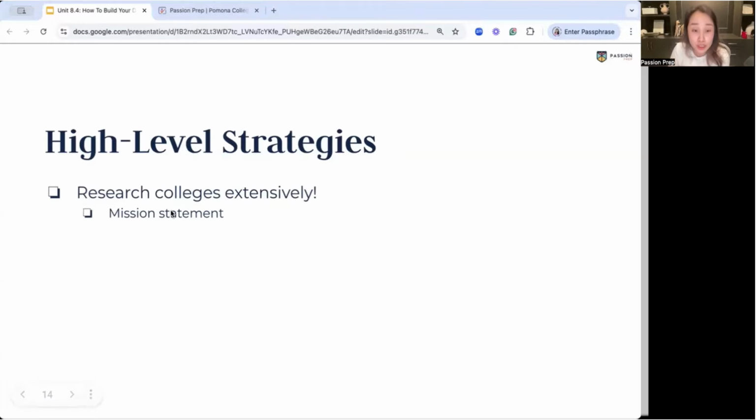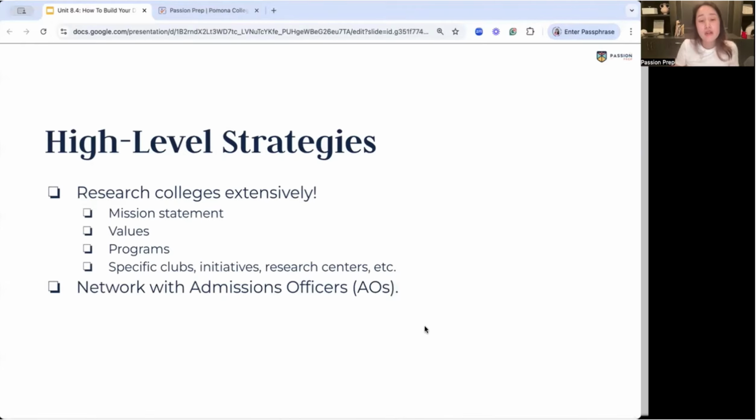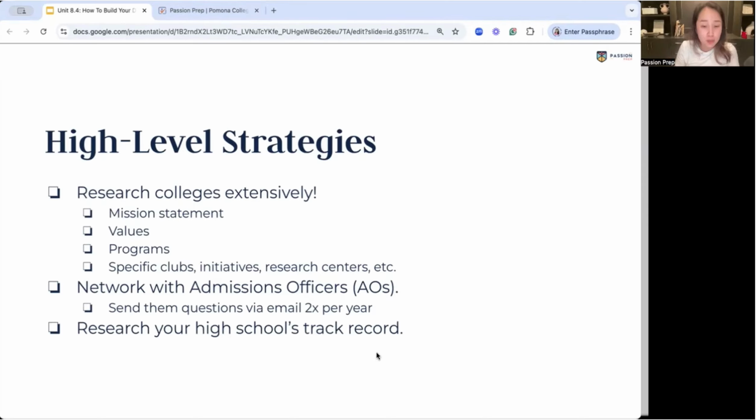Okay. So, how do you research that? Look at their mission statement, look at their values, their programs, specific clubs, initiatives, research centers. Another tip is to network with your regional admission officers regularly. Send them questions via email twice a year about programs, initiatives, and keep asking, keep wanting to learn more about the school so that they're like, wow, this student is really interested in our school and our programs that we have.